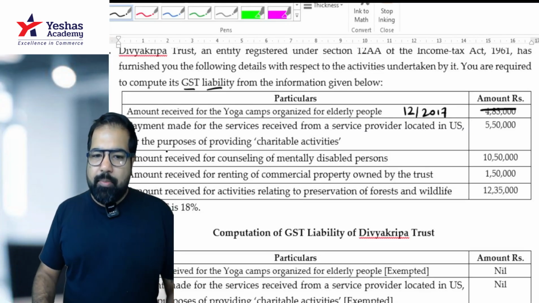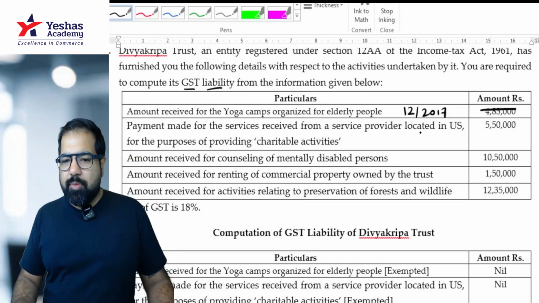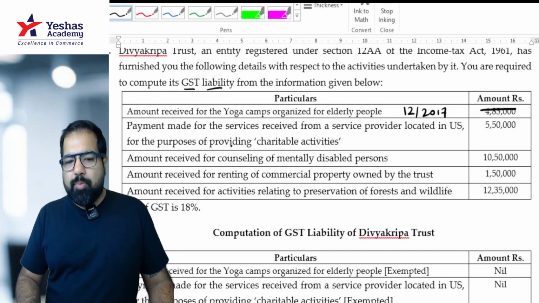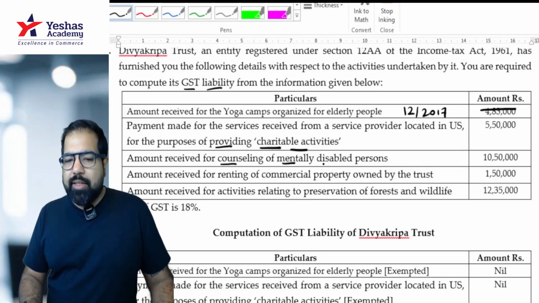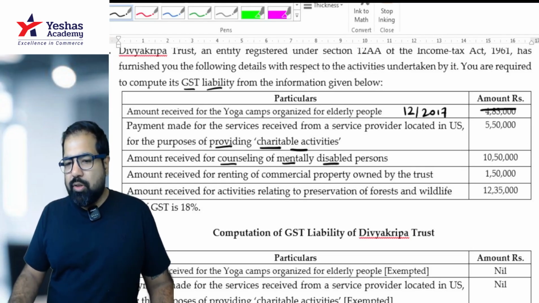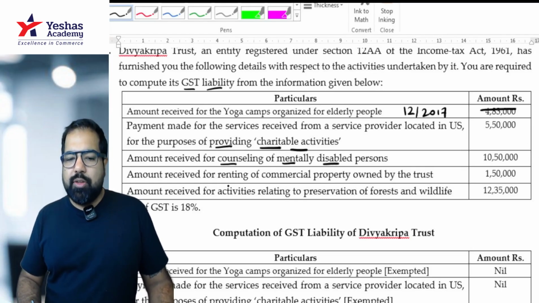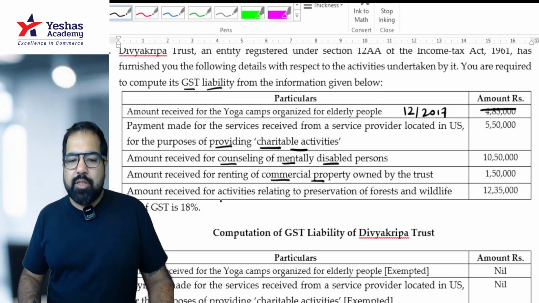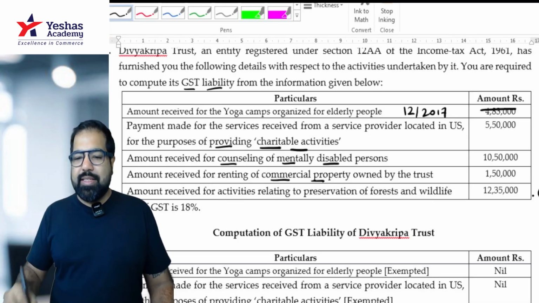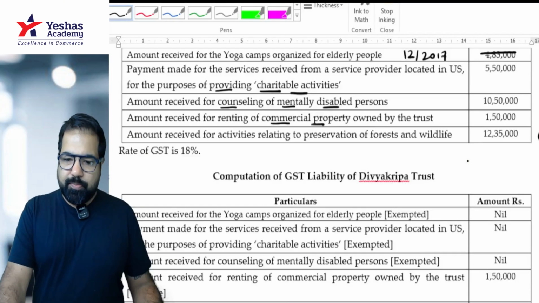Next is payment made for the services received by a service provider located in the US for the purpose of providing charitable activities. This is that one input service, this is also exempt. Amount received for counseling of mentally disabled persons, this is also healthcare, this is also exempt, 0. Amount received for renting of commercial property, this is not a room in the precinct, this one will be taxable. Amount received for activities relating to preservation of forest and wildlife, this is exempt. So only one thing is taxable, 1,50,000.